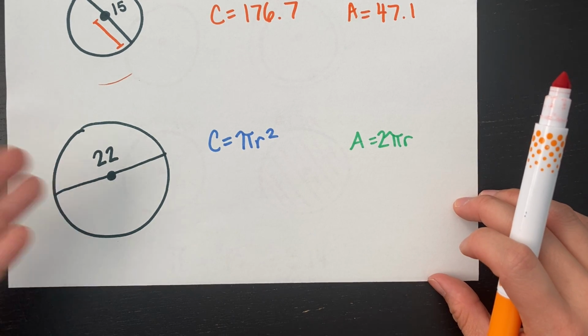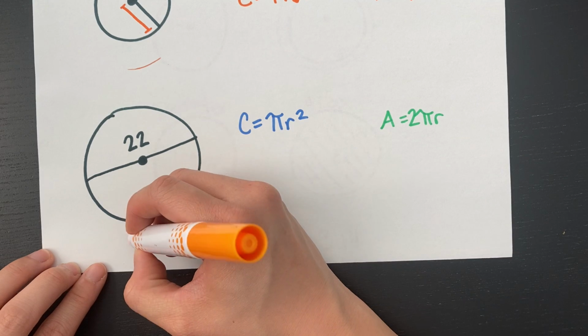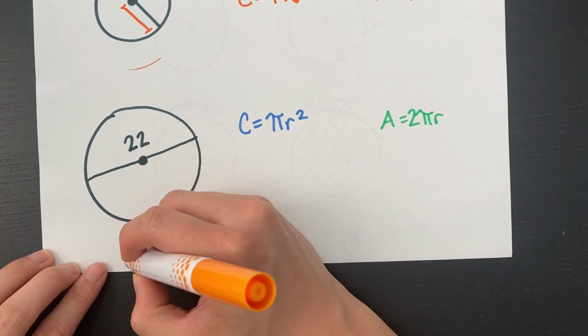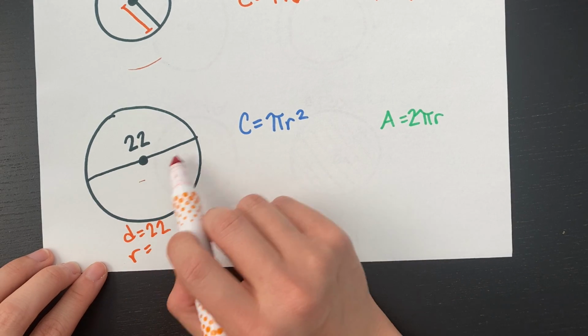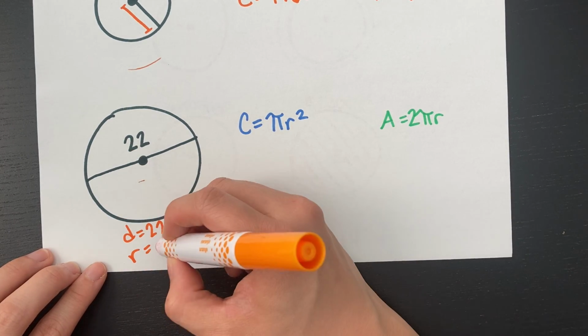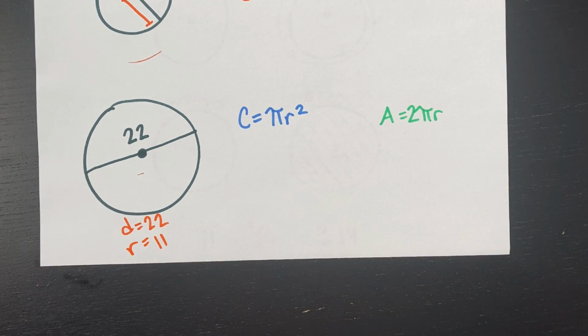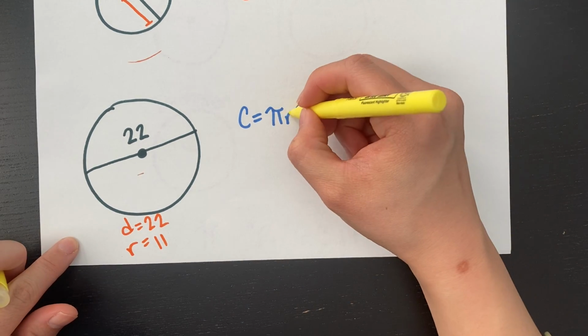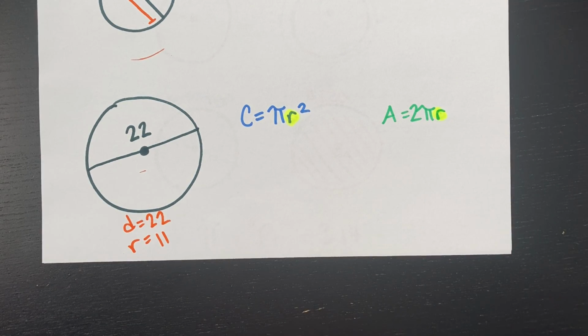Have another circle here. I see that it goes all the way across, so that must be diameter. Label it on here. Diameter is 22, which means my radius is half this distance, right? This is radius, this is radius. Diameter is 2 radii. So your radius is 11, and we're just going to plug in these values in our formulas to figure out circumference and area.